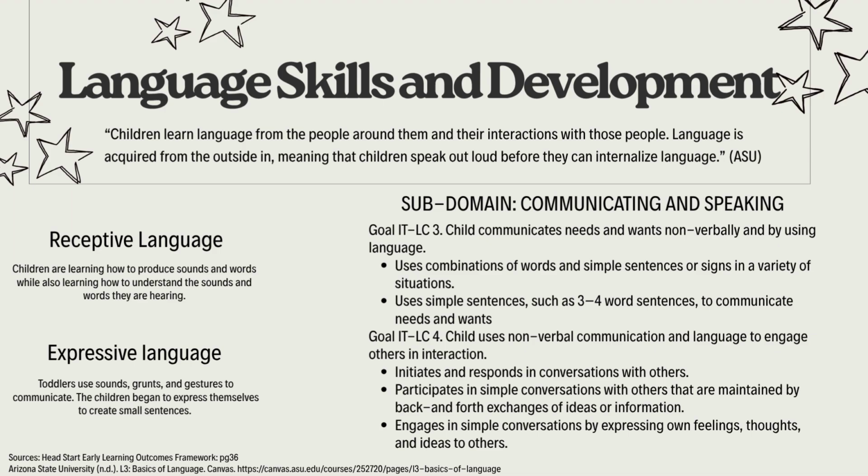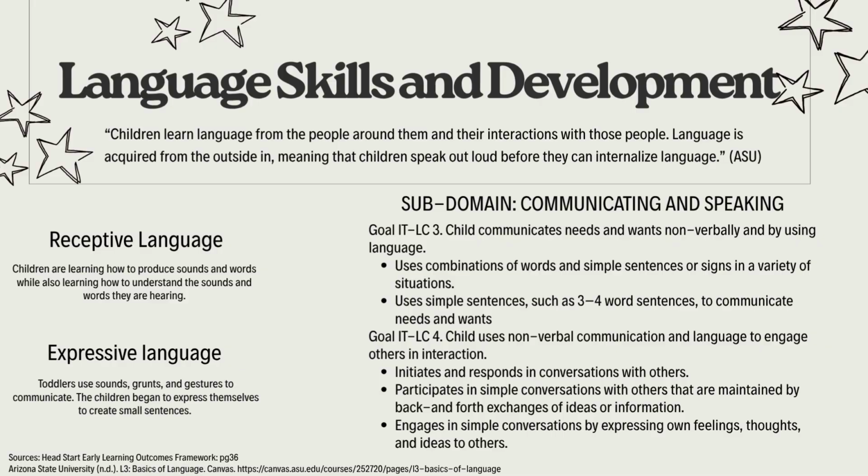Language skills and development. Children learn language from people around them and their interactions with those people. Language is acquired from the outside in, meaning that children speak out before they can internalize language. Receptive language is another language skill. Children are learning how to pronounce sounds and words while also learning how to understand the sounds and words they are hearing. Expressive language: toddlers use grunts, sounds, and gestures to communicate. The children begin to express themselves to create small sentences.